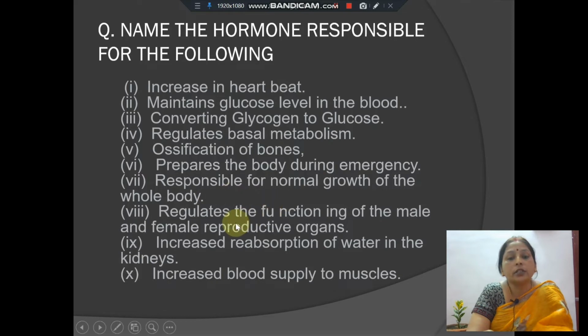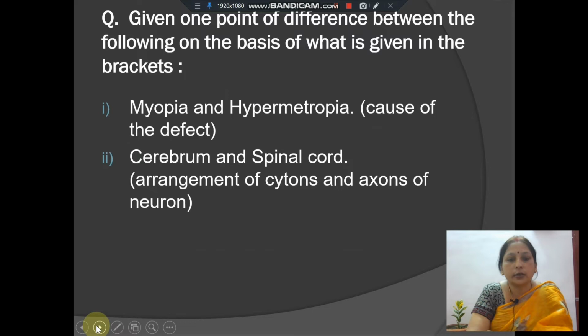Regulates the functioning of the male and female reproductive organs, that is gonadotropic hormones. Increased reabsorption of water in the kidneys, this increased reabsorption is by the vasopressin. Increased blood supply to the muscles is again by the adrenaline hormone. As adrenaline is the fight or flight hormone, it prepares the body for emergency situations.